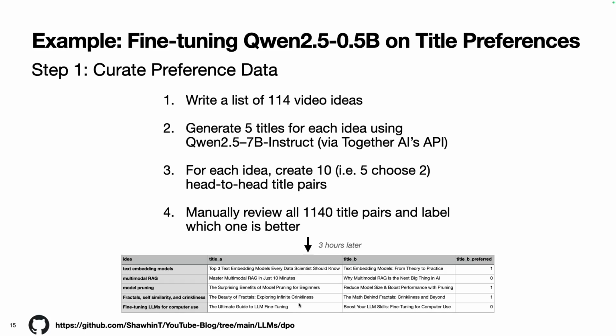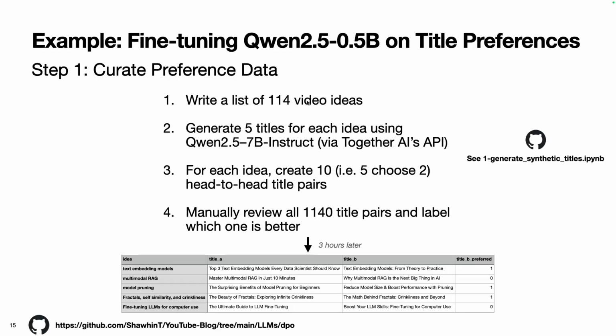I thought it would originally take me 30 minutes, but it turns out it took me longer because some pairs are obvious, but other pairs are not obvious. And then there are some pairs where they're both bad. Like this one, "The beauty of fractals: exploring infinite crinkliness" and "The math behind fractals, crinkliness, and beyond." I wouldn't use either of these, but I still just picked which one of the two was less bad in these cases.